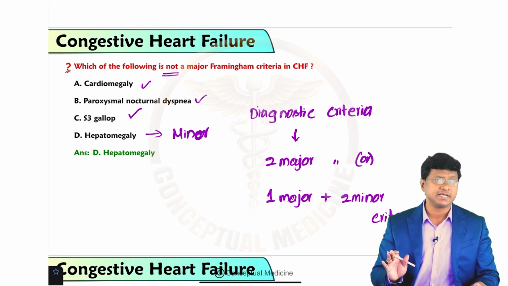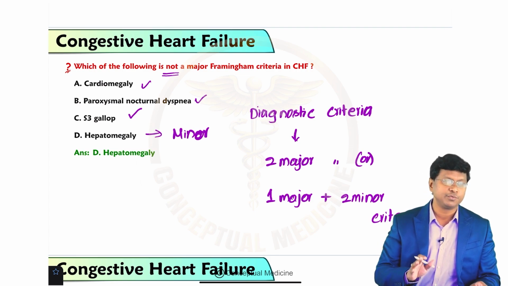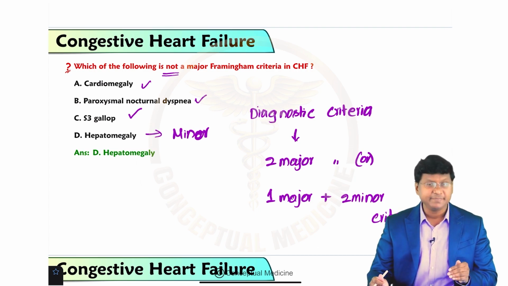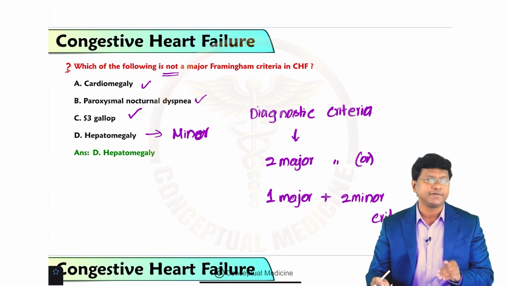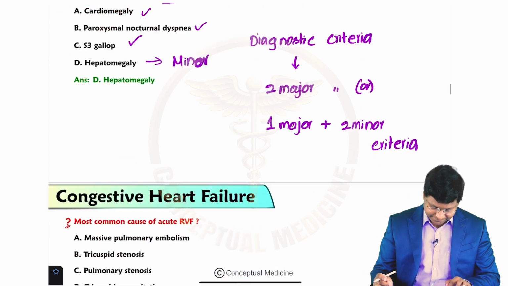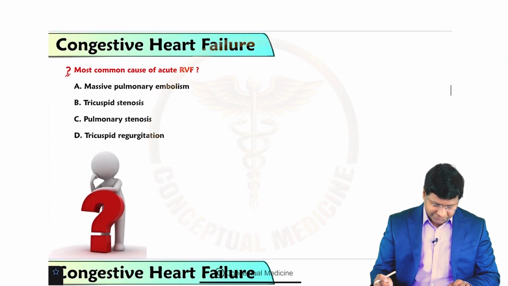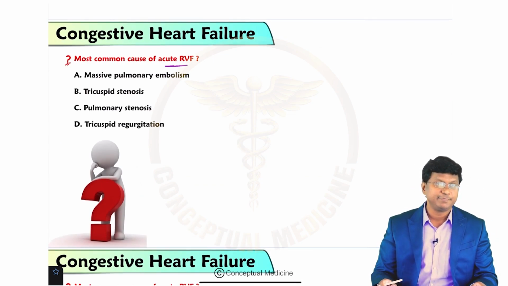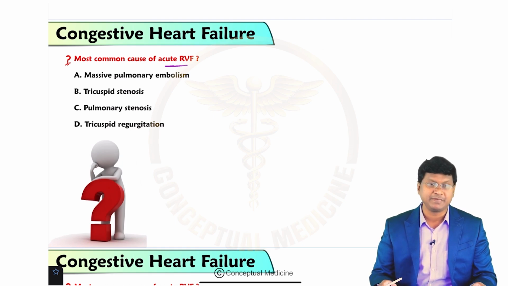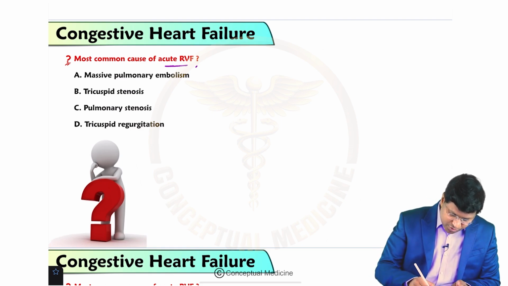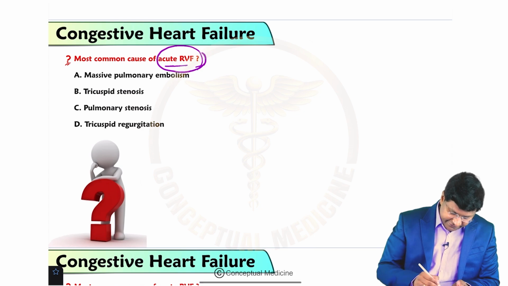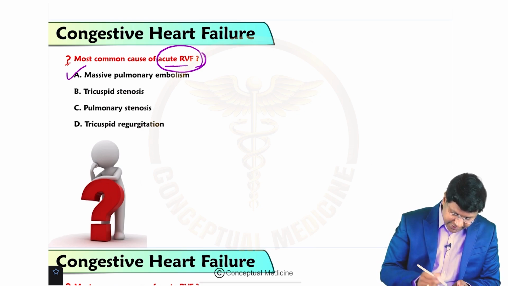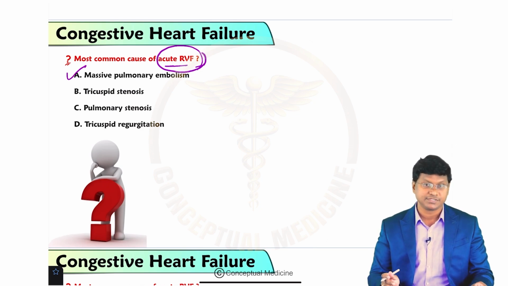Now, after having discussed the diagnostic criteria and the clinical features of both right as well as left heart failure, let me discuss the etiology of heart failure. If you see a question: most common cause of acute right ventricular failure: massive pulmonary embolism, tricuspid stenosis, pulmonary stenosis, tricuspid regurgitation. The most common cause of acute right heart failure will be massive pulmonary embolism.